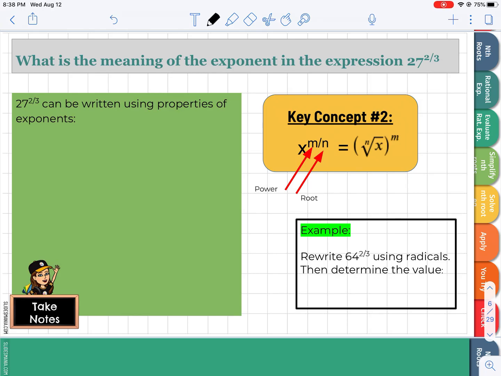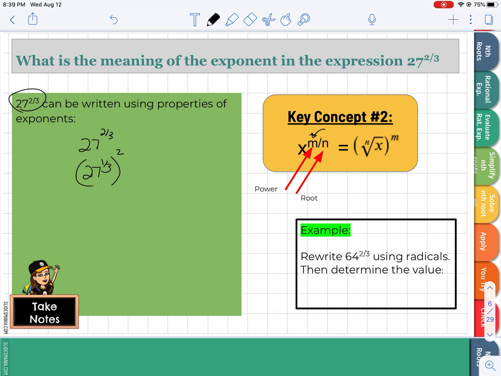Okay, in this little clip, we're going to extend the concept that we learned in the last slide to what happens when there is a value in the numerator other than one of our rational exponents. So we have a little setup over here. We have 27 to the 2/3. We know using our property of exponents that we can represent this value doing 27 to the 1/3 squared. So kind of reverse of what we did on the last key concept.